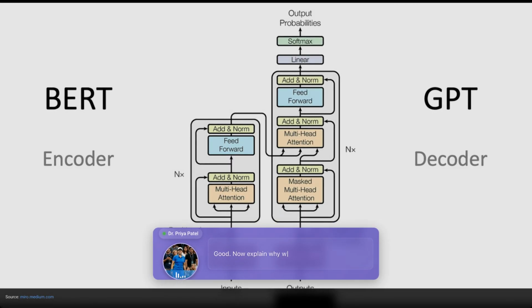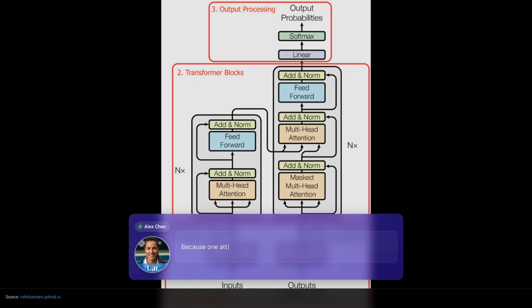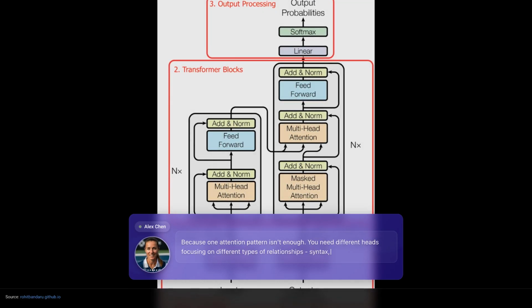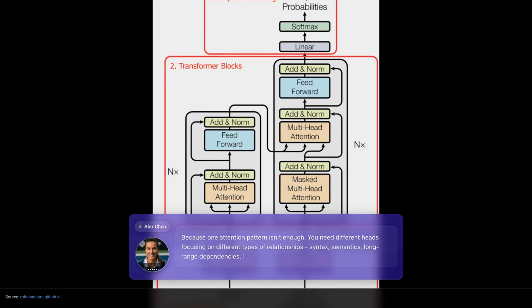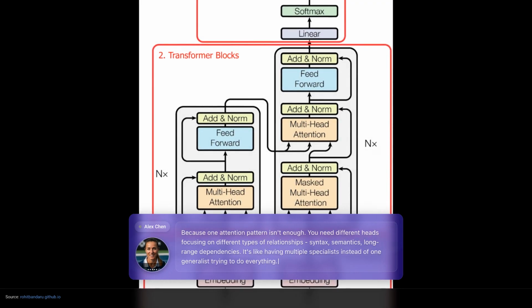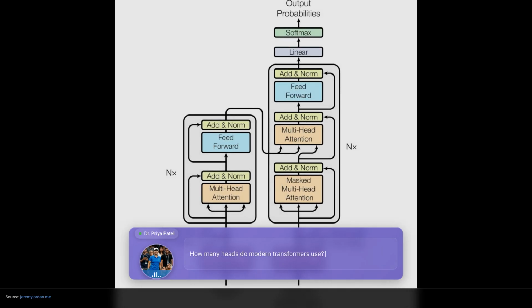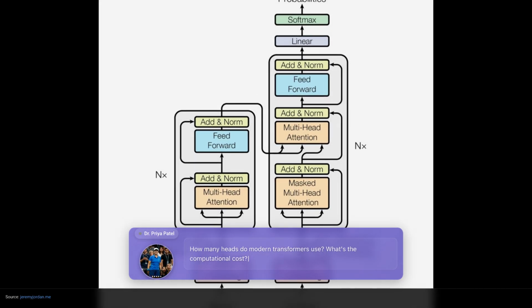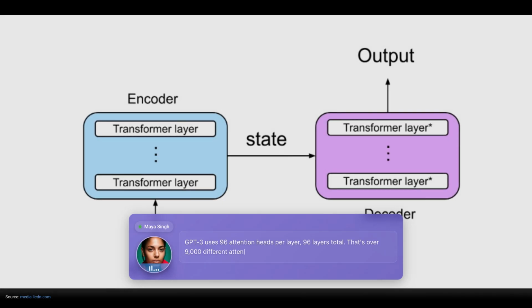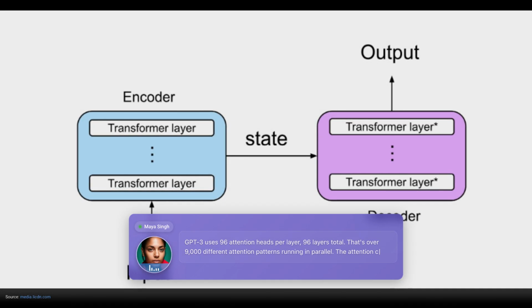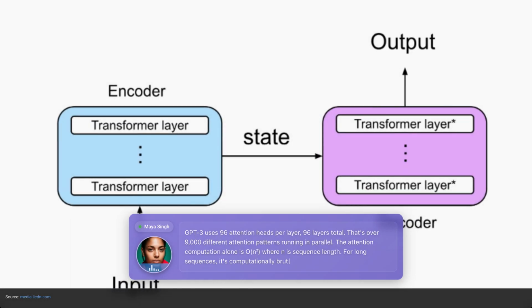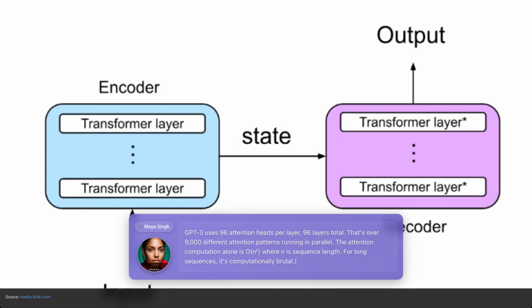Good, now explain why we need multiple attention heads. Because one attention pattern isn't enough. You need different heads focusing on different types of relationships: syntax, semantics, long-range dependencies. It's like having multiple specialists instead of one generalist trying to do everything. How many heads do modern transformers use? What's the computational cost? GPT-3 uses 96 attention heads per layer, 96 layers total. That's over 9,000 different attention patterns running in parallel. The attention computation alone is O(N^2), where N is sequence length. For long sequences, it's computationally brutal.